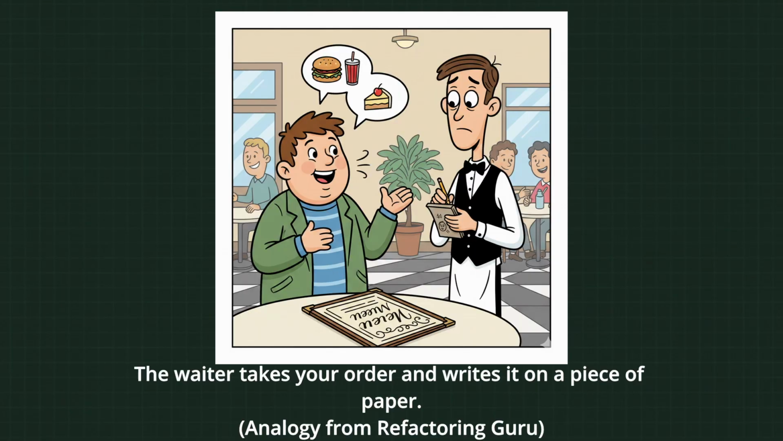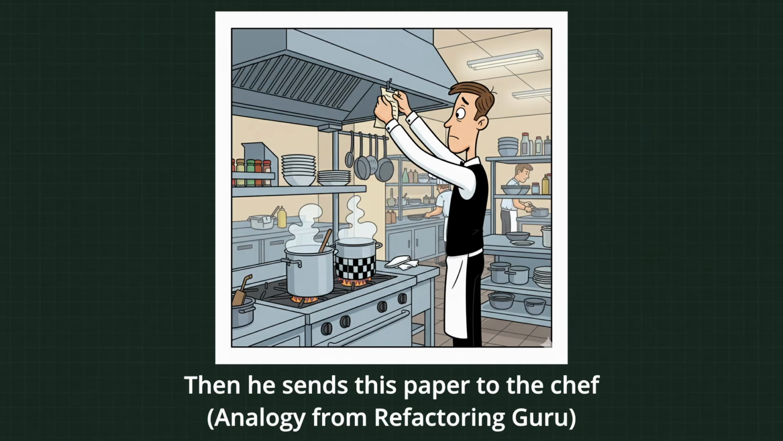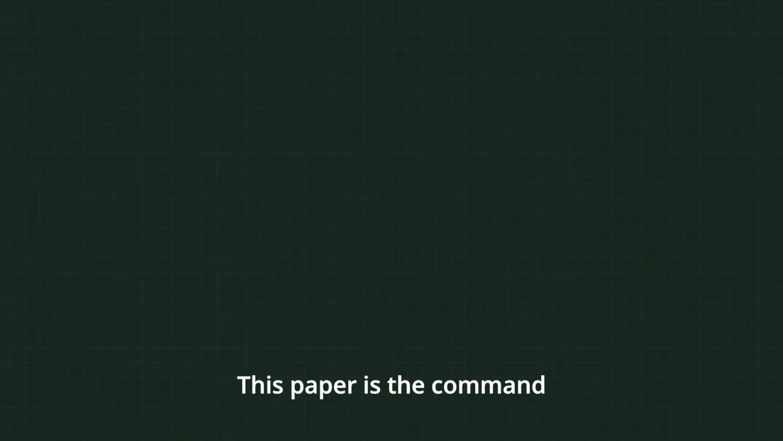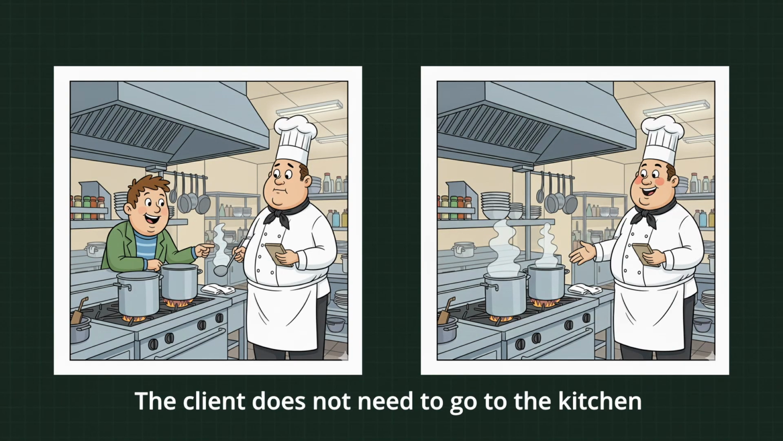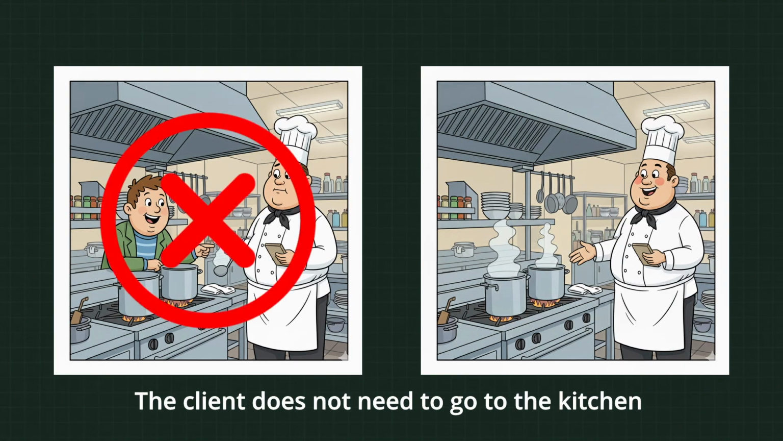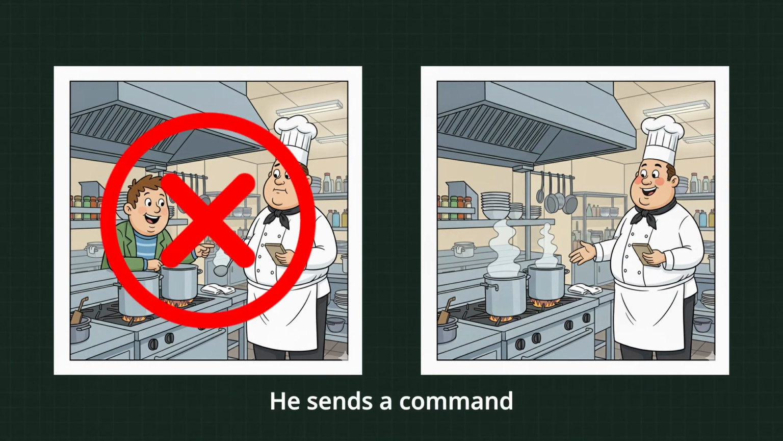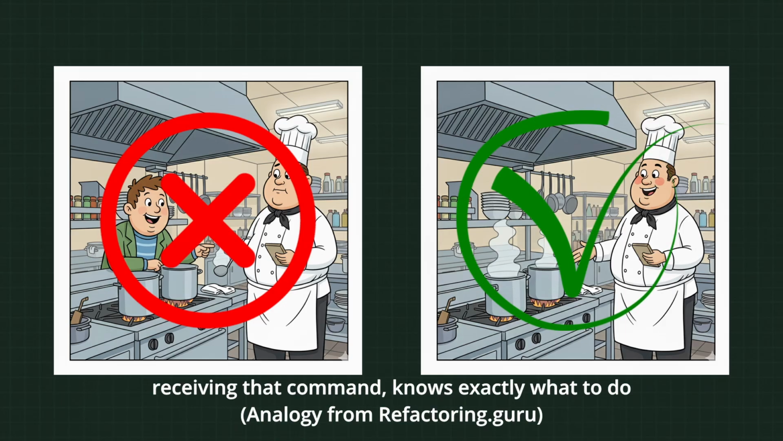The waiter takes your order and writes it on a piece of paper. Then he sends this paper to the chef. This paper is the command. It includes everything the chef needs to know to execute the order. The client does not need to go to the kitchen to explain things in real time. He sends a command and the chef, receiving that command, knows exactly what to do.